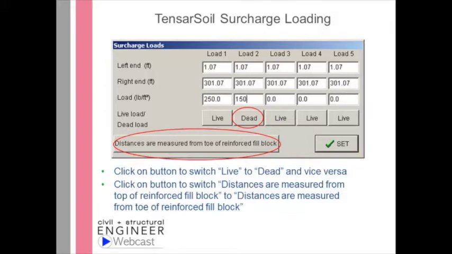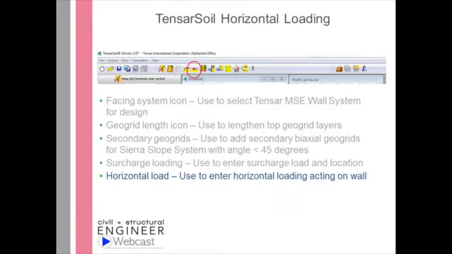And at the bottom, circled in red, you will see it says distances are measured from toe of reinforced fill block. By clicking on that button, you can change it to distances are measured from the top of the reinforced fill block, or from the toe, by toggling back and forth. When you're done, click Set to continue. The next icon to the right is the horizontal load. You'd use this to enter horizontal loading acting on a wall.